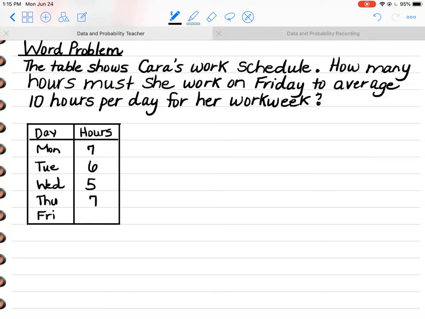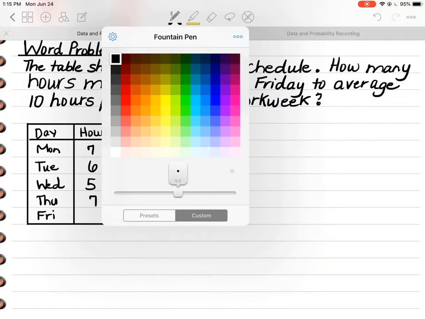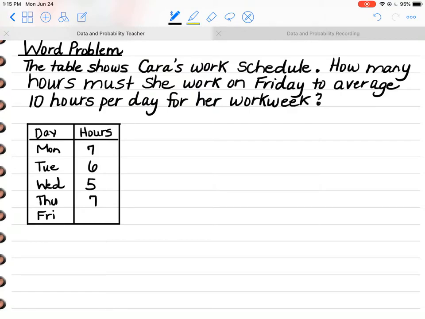So this one is looking at Kara's work schedule. It says the table shows Kara's work schedule. How many hours must she work on Friday to average 10 hours per day for her work week? So they give me a table, very simple table, that shows day and hours. So Monday she worked 7 hours, Tuesday 6 hours, Wednesday 5 hours, and Thursday 7 hours. And they want us to figure out how much she would have to work on Friday to average 10 hours per day for the week.